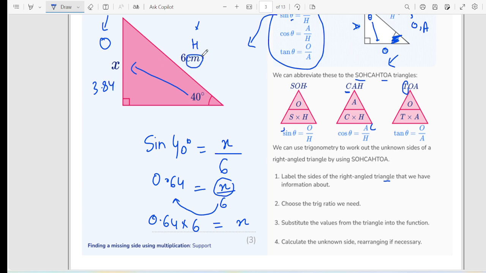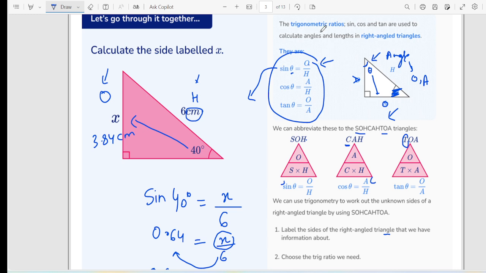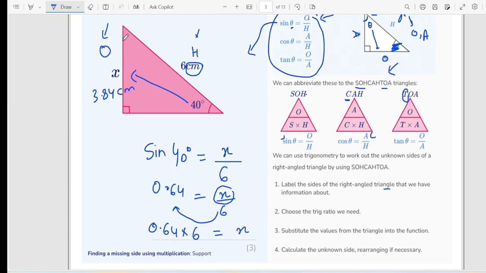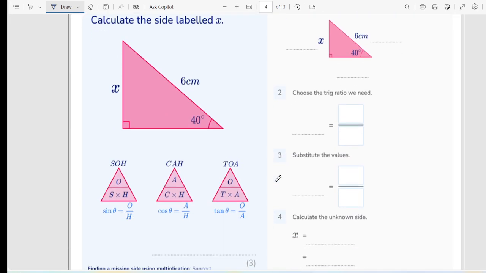Because these sides are in centimeters, this will be in centimeters. That's how you can use these trigonometric ratios to find the unknown side. In this one we found the opposite side, x. Now let's see some more questions.